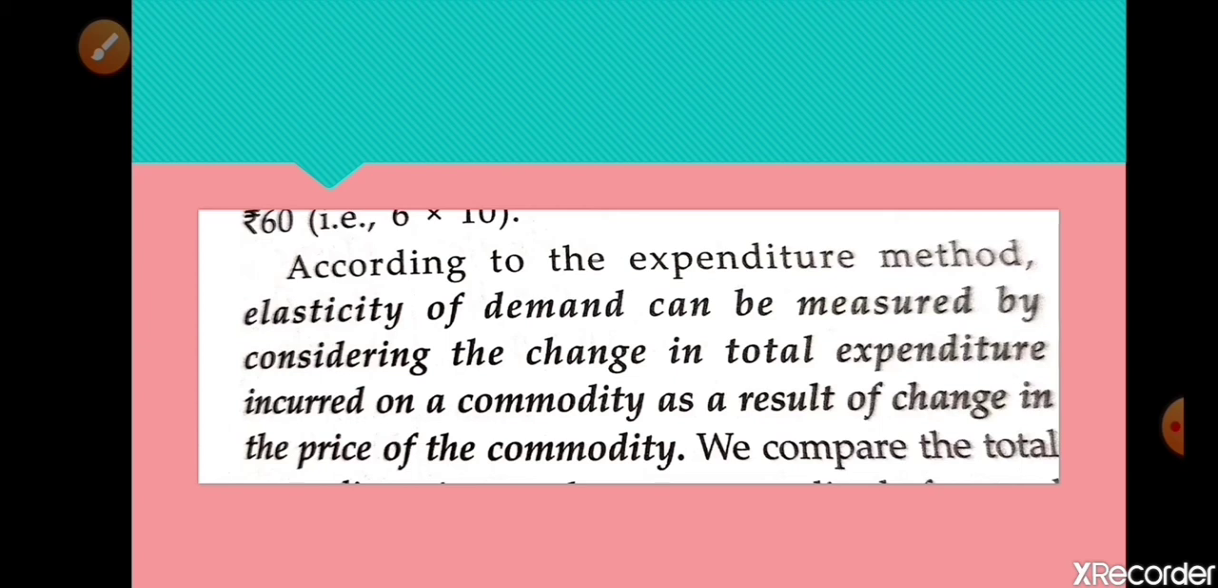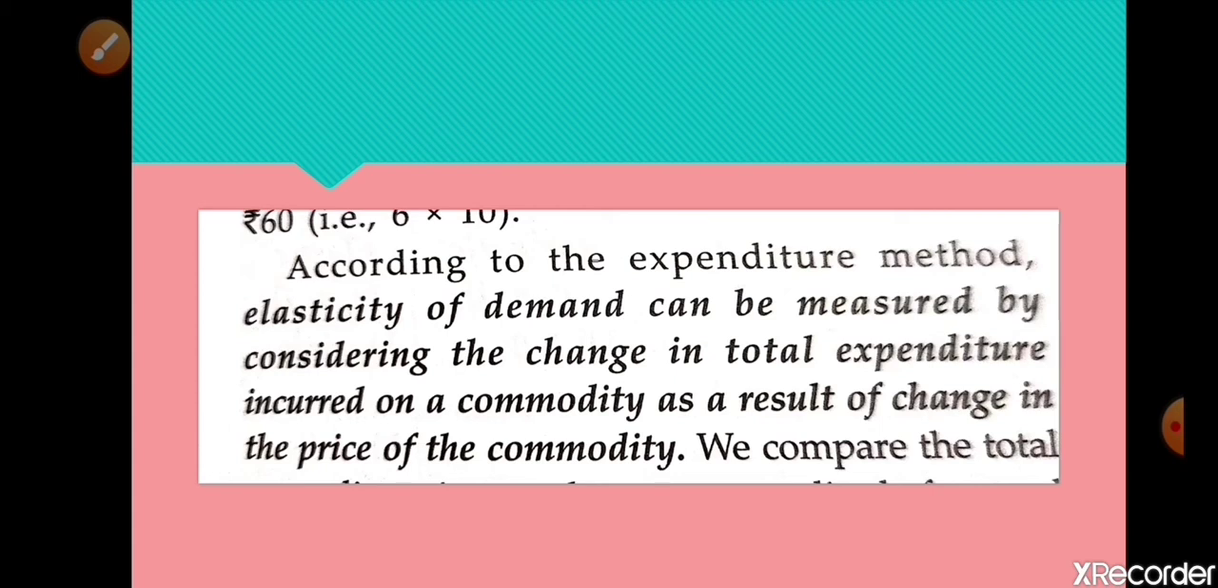This is what happens in the case of a fall in price. In case of a rise in price, if total expenditure remains constant, EP will be 1. If total expenditure rises, then EP will be less than 1, and if total expenditure falls, then it will be more than 1. So we have just the opposite for a fall in price and a rise in price. Let us understand which kind of elasticity we can measure by the total expenditure method.